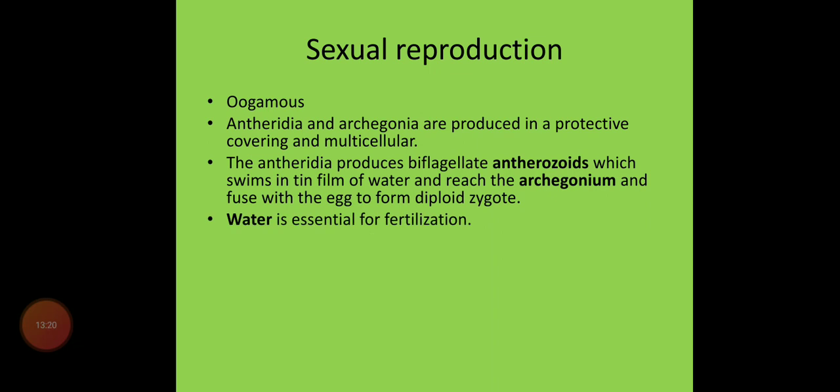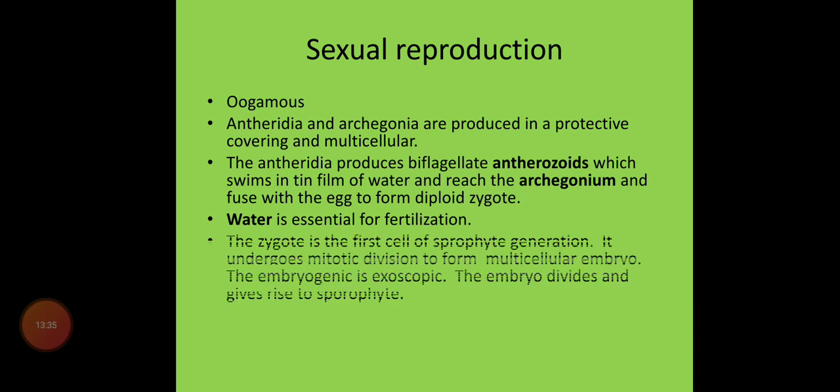Fertilization takes place in water only. That's why bryophytes are also known as amphibians of the plant kingdom, because water is essential for fertilization. Without water, they cannot complete their life cycle. The zygote is the first stage of the sporophytic generation.